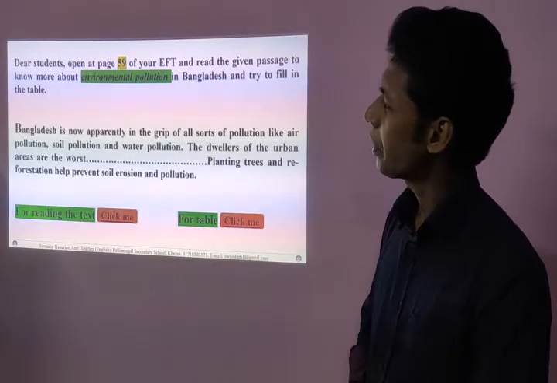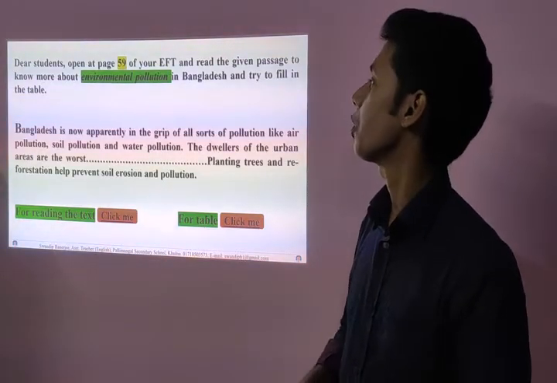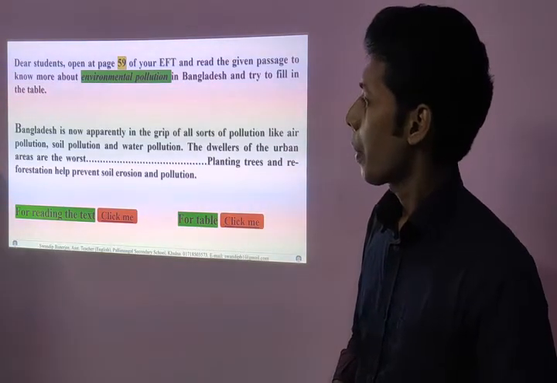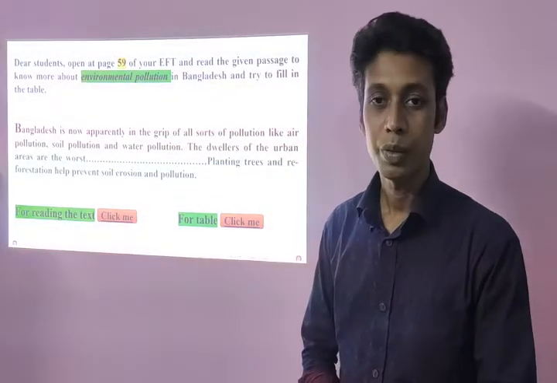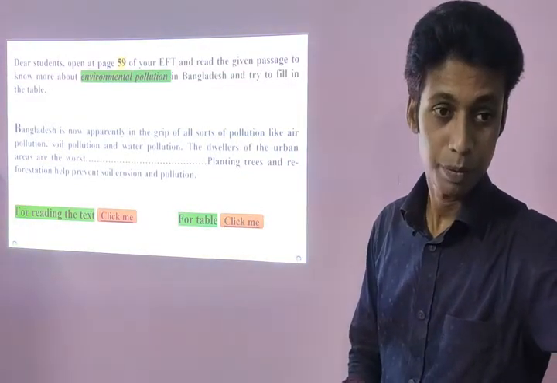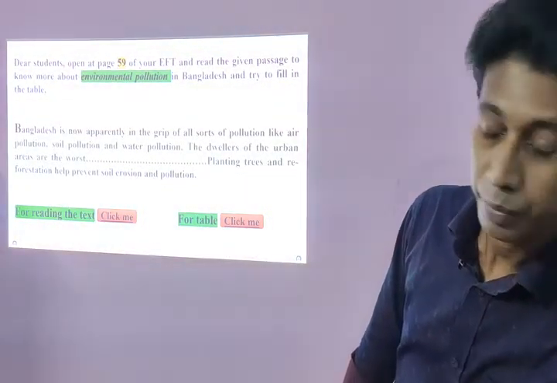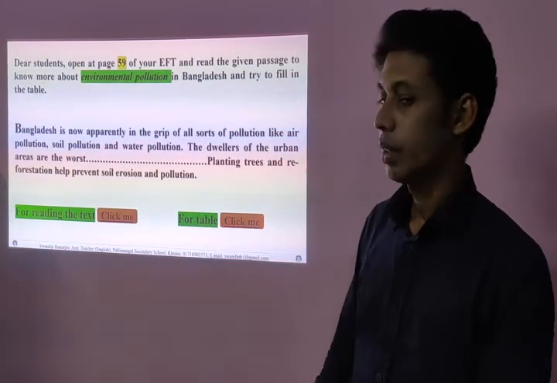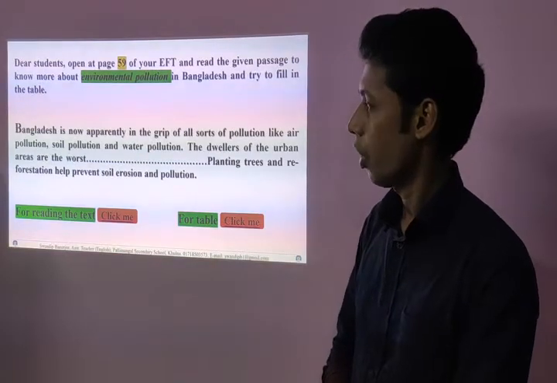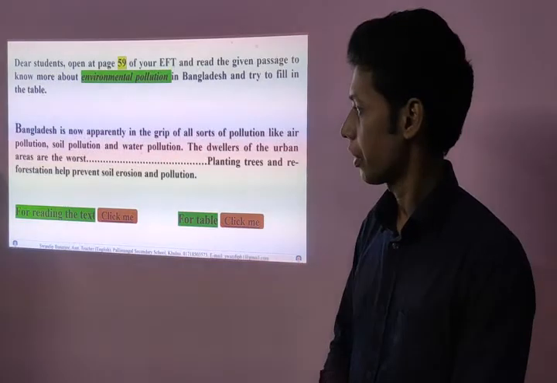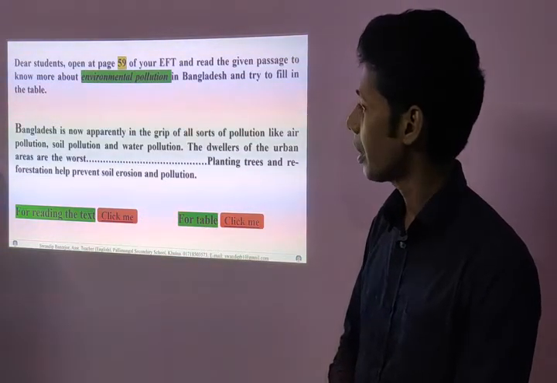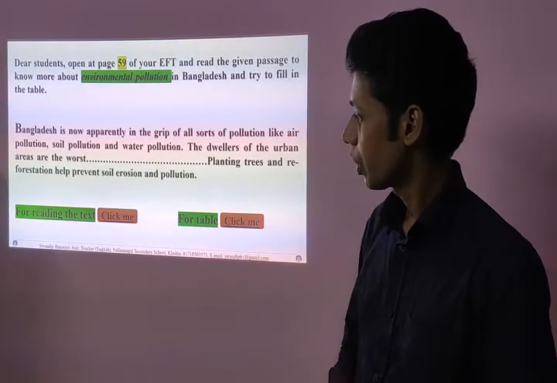Dear students, open at page 59 of your EFT, that means English for Today, and read the given passage to know more about environmental pollution in Bangladesh and try to fill in the table. I hope you all have opened page 59 and have already started reading the passage. Bangladesh is now apparently in the grip of all sorts of pollution like air pollution, soil pollution and water pollution. The dwellers of the urban areas are the worst, etc. Okay, let's see the text.